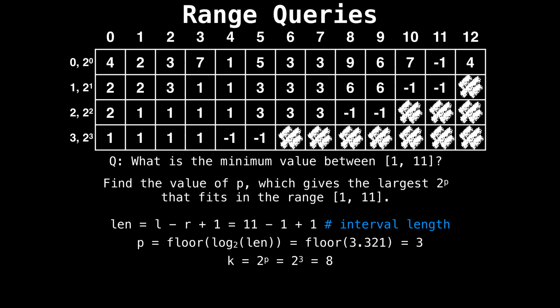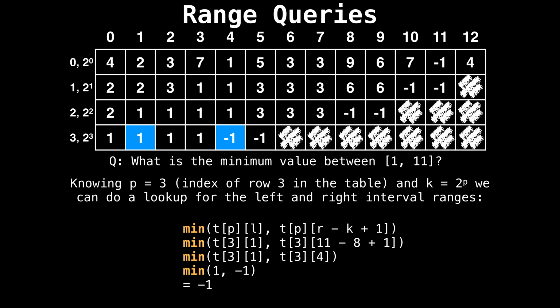Let's take a step back and look at how we actually found the values of the left and the right cells. The first thing we want to do is get the value of p, the exponent on the largest power of 2 that fits in the range 1 to 11 inclusive. Finding p is the same as taking the floor of the base 2 logarithm for the length of the interval. Once we know p, we can calculate k, which is just 2 to the power of p.